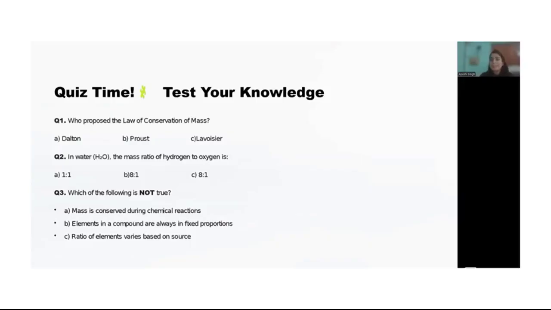And then coming to the questions. To test your knowledge, you can try solving these questions. The first one would be, who proposed the law of conservation of mass? Is it Dalton, is it Proust, or is it Lavoisier? I'm sure you are sure with this because we discussed it in the first or second slide only. Now, coming to the second one, in water, the mass ratio of hydrogen to oxygen is 1:1 or 8:1 or, okay, there has been a mistake. This was supposed to be, let's say, 1:8, okay? My bad, right? So now you can answer.